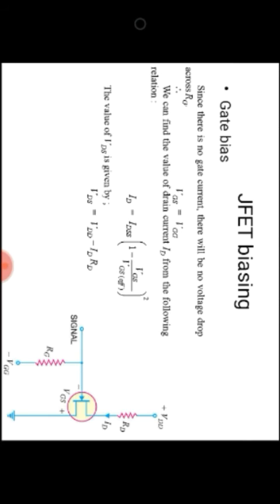There is no further resistor, only resistor RG, so there is no voltage drop. So your VGG is directly equal to VGS. It means your VGS is equal to VGG. And we can find the drain current by this formula: ID, the drain current, is equal to IDSS times (1 minus VGS upon VGS(off)) squared.